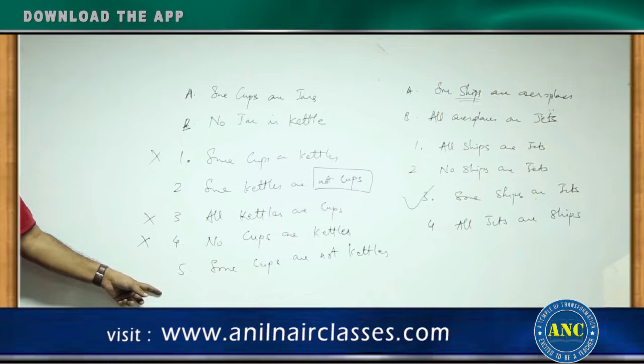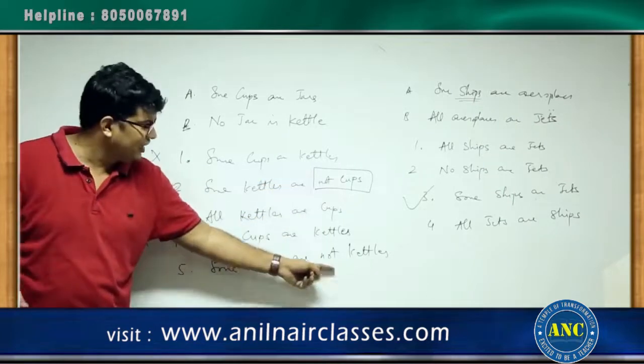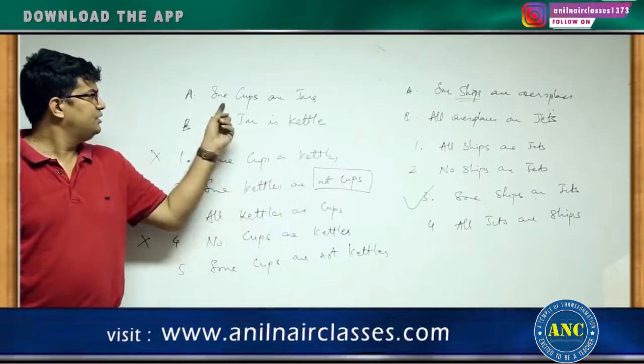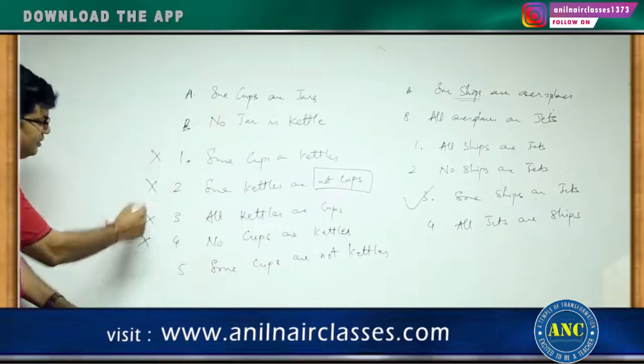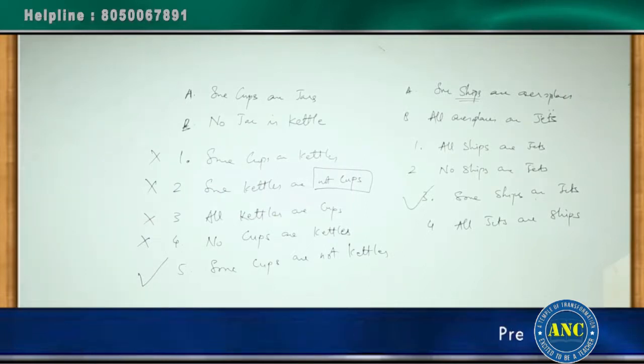No Venn diagrams, please. Quick logic. Some kettles are not cups, some cups are not kettles. Quickly check. Not cups. Is it distributed? No. So this cannot be my answer. Therefore, this has to be my answer. So, are you okay? Yes. Brilliant.